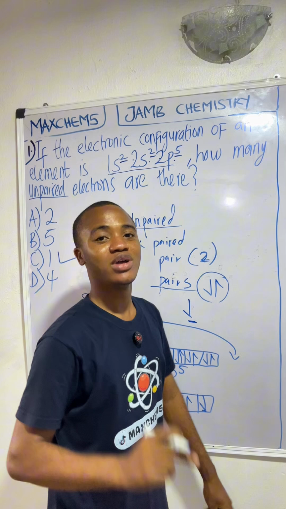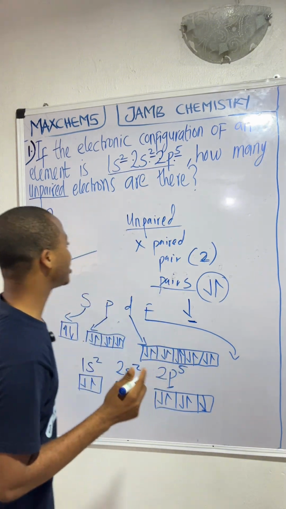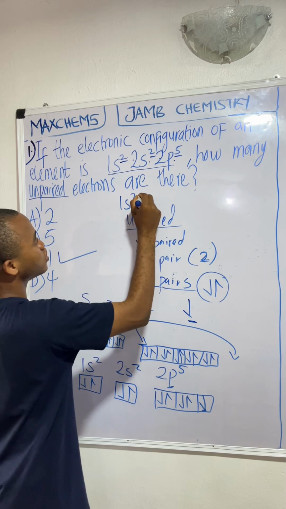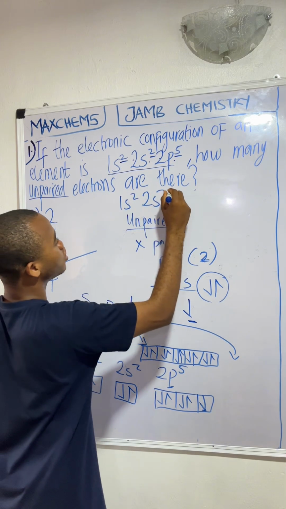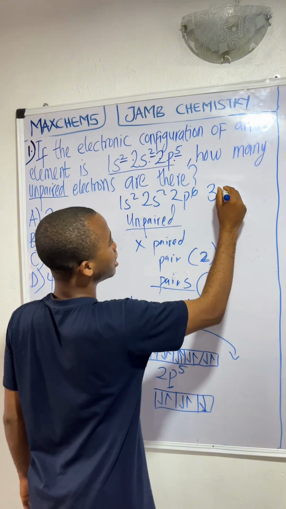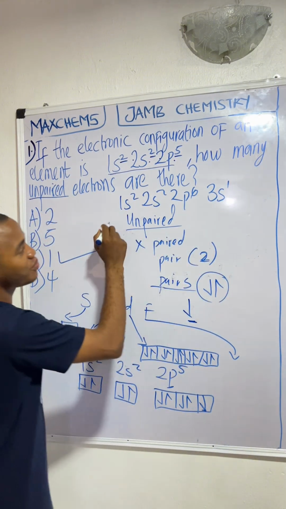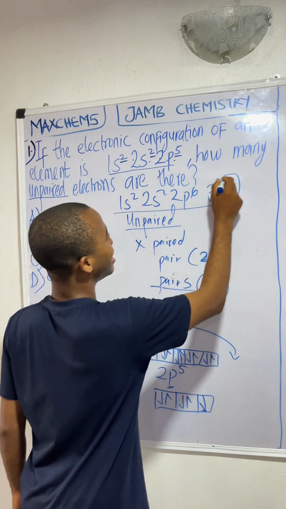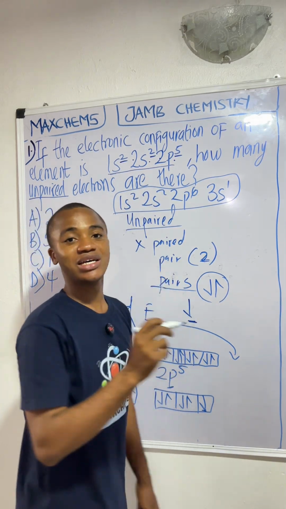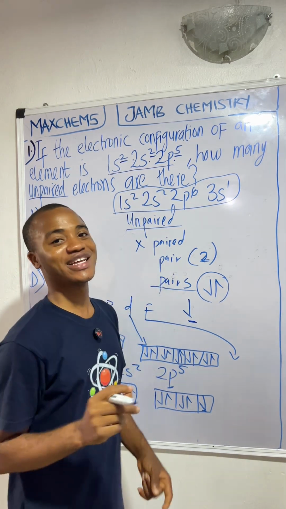So now let me give you an assignment. If you have an electronic configuration like 1s2, 2s2, 2p6, and then 3s1, how many unpaired electrons are in an element with this electronic configuration? Drop your answers in the comments and I'll be there to look for the correct answer.